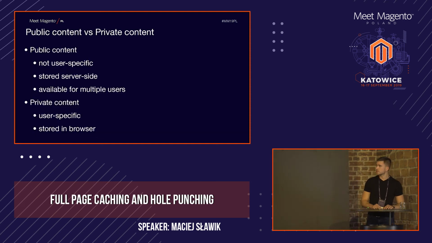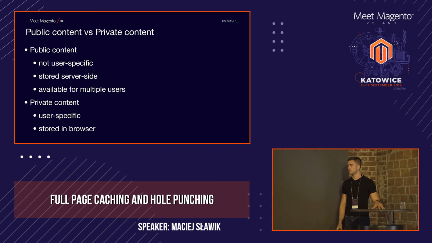Now let's introduce two concepts: public content and private content. Public content is the data that is not specific to a single user. It's stored on the server side. An example of public content might be a category page or a product page. And private content is the data that is specific to a single user, and it's stored in the browser. It can be information about the contents of the minicart, for example.